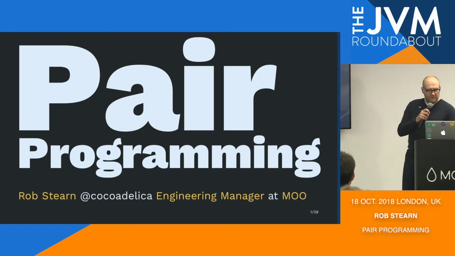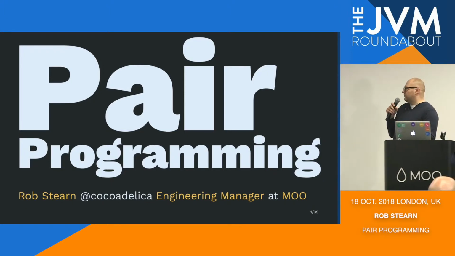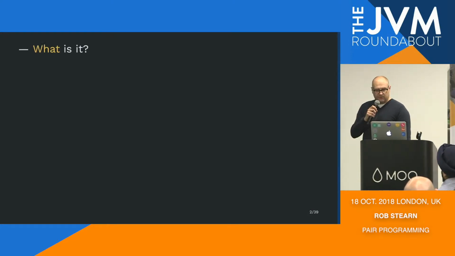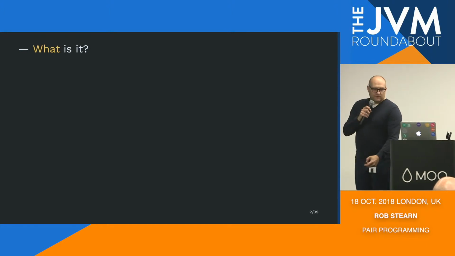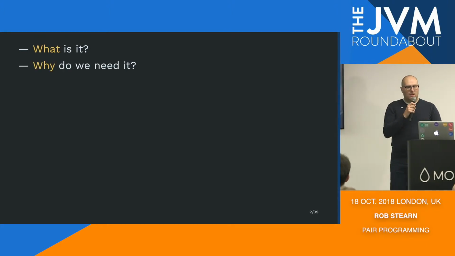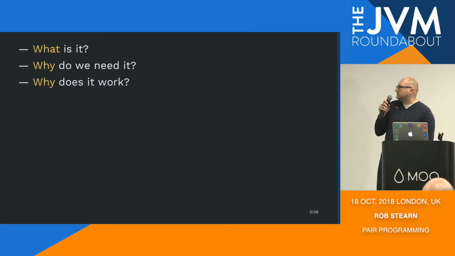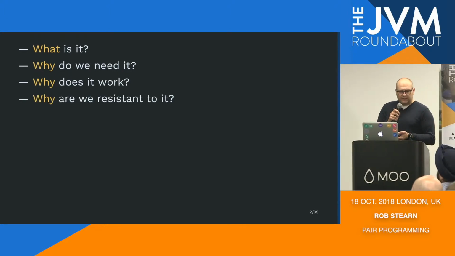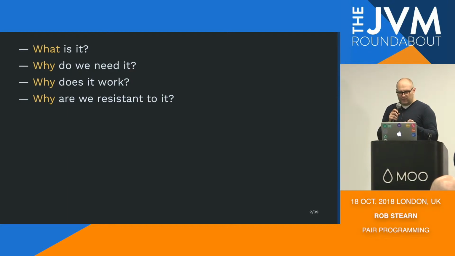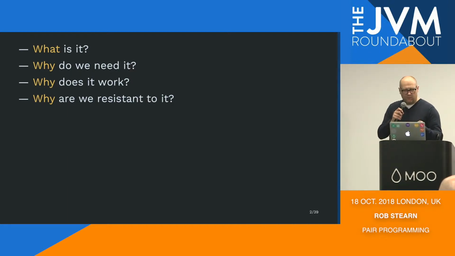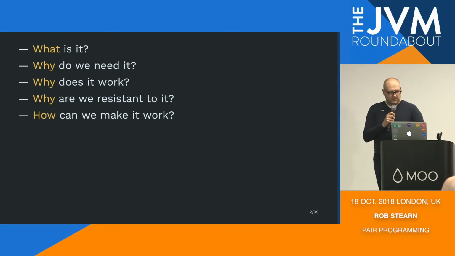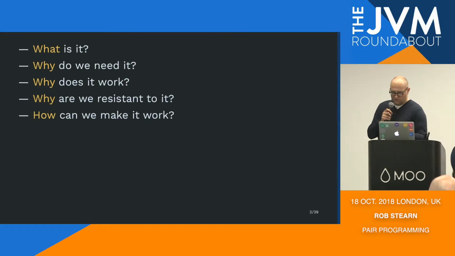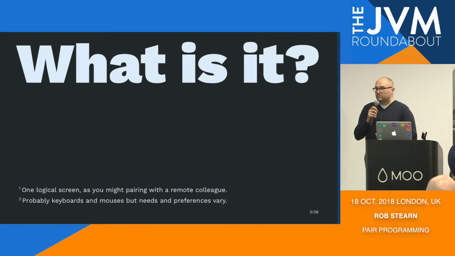So I think the first thing probably to talk about is to set the ground a little bit with pairing. We're going to cover what it is with a bit of a definition. We'll cover why we need it. We'll talk about why it works, which is very important. Then I'd like to talk, probably most importantly, about why we're resistant to it and why we don't do it. Then off the back of that, we'll talk about how we can make it work in our teams and with ourselves.